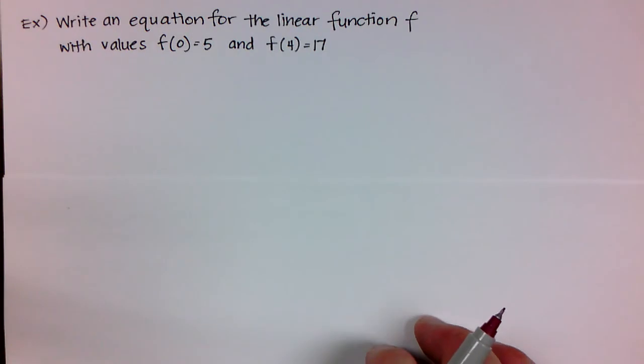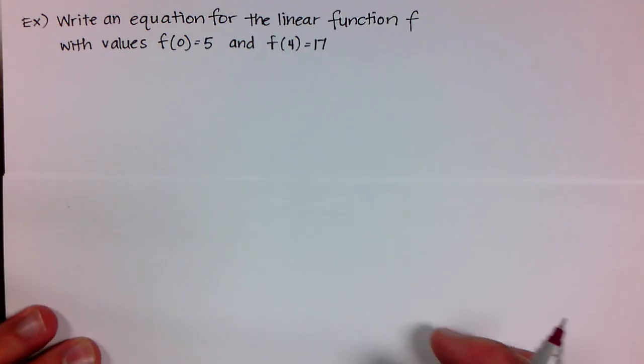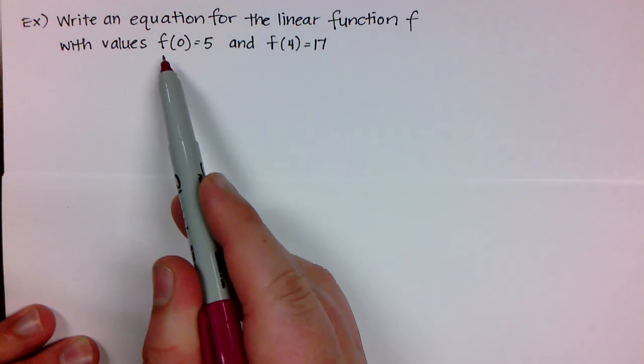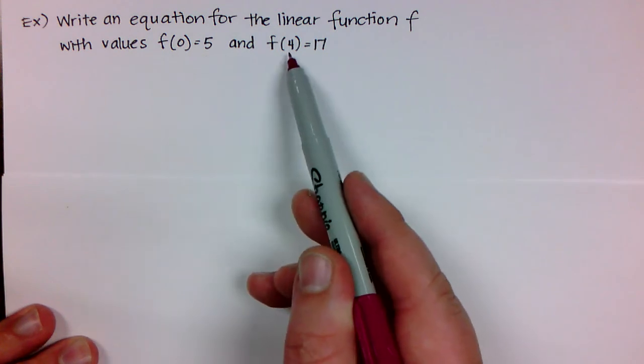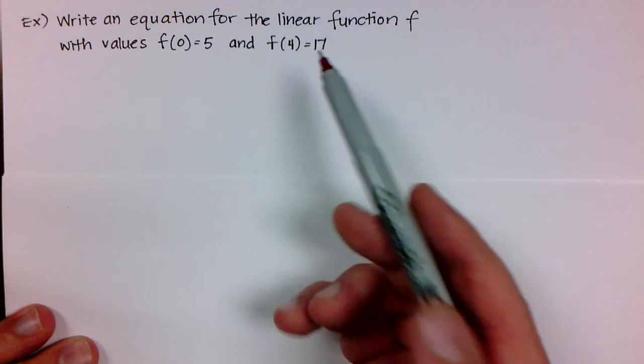We're almost done. We're going to do one more example. You might also be asked to write an equation for a linear function. Remember, linear functions are just like equations, okay? So don't get tripped up by that word function. We're going to kind of do the same thought process. This time, we're given the values. The function of 0 is equal to 5, and the function when I plug in 4 is equal to 17.